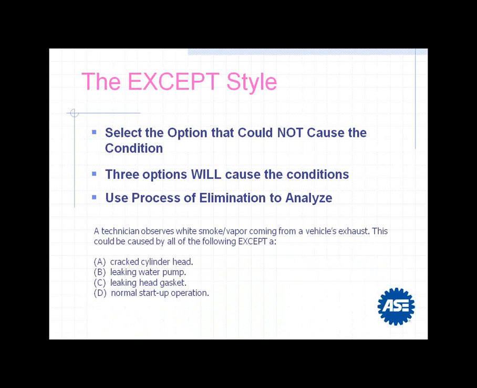Technician observes white smoke or vapor coming from a vehicle's exhaust. This could be caused by all the following except. So we have a bunch of options there: cracked cylinder head, a leaking water pump, leaking head gasket. We got some failed components there, and then a normal condition. It could be a normal condition, maybe, is one of the options, okay? So the context of this question we want to quickly analyze is we're diagnosing white exhaust smoke, okay, and we're looking for what won't cause it, okay? We're looking for what won't cause it.